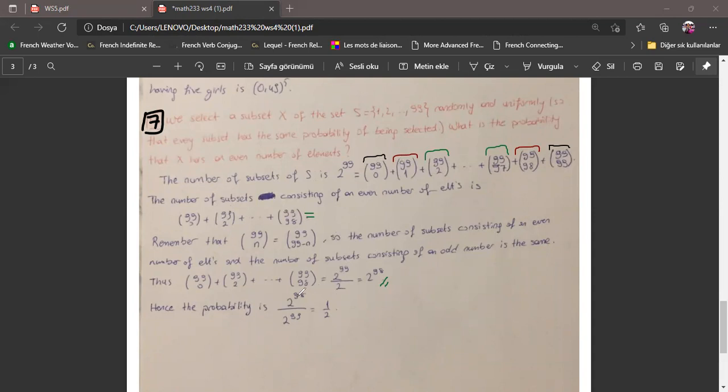So in the numerator, we need to have these outcomes. We need to write the number of subsets of S consisting of an even number of elements. The total number of outcomes is 2 to the 99, the number of subsets of S. Thus, we simplify them and it's 1 over 2. Right?